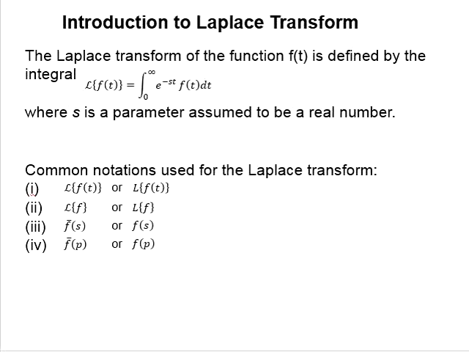The Laplace transform of a function f(t) is defined by this integral, which is the integration of e to the power of negative st times f(t) dt. The integration has the boundary conditions from 0 to infinity, and the s here is a parameter which is assumed to be a real number.